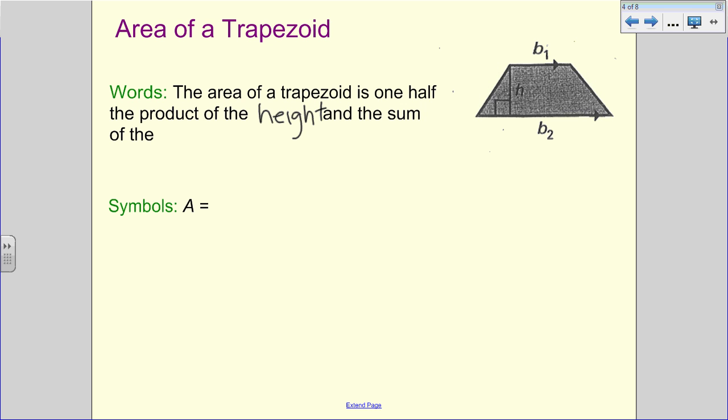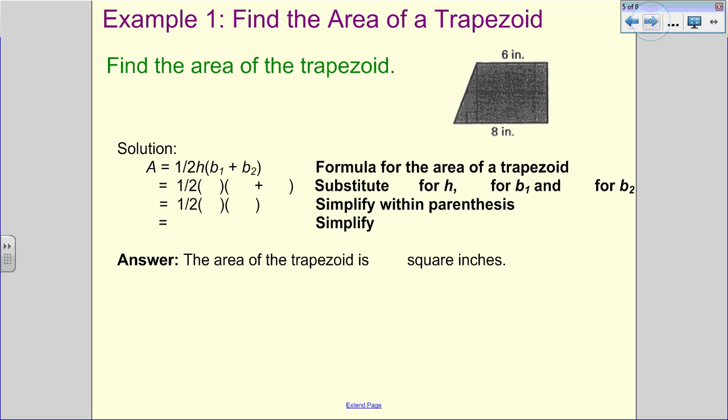So that's why it was so important for us to be able to identify height, and the sum of the bases. And so now that we've done some of that algebra and area worksheet, we should recognize this formula. Symbolically, it's going to be 1/2 times the height, and the height is multiplied by the sum of base 1 and base 2. So we're going to have a little bit of order of operations that we have to do here in order to get our area.